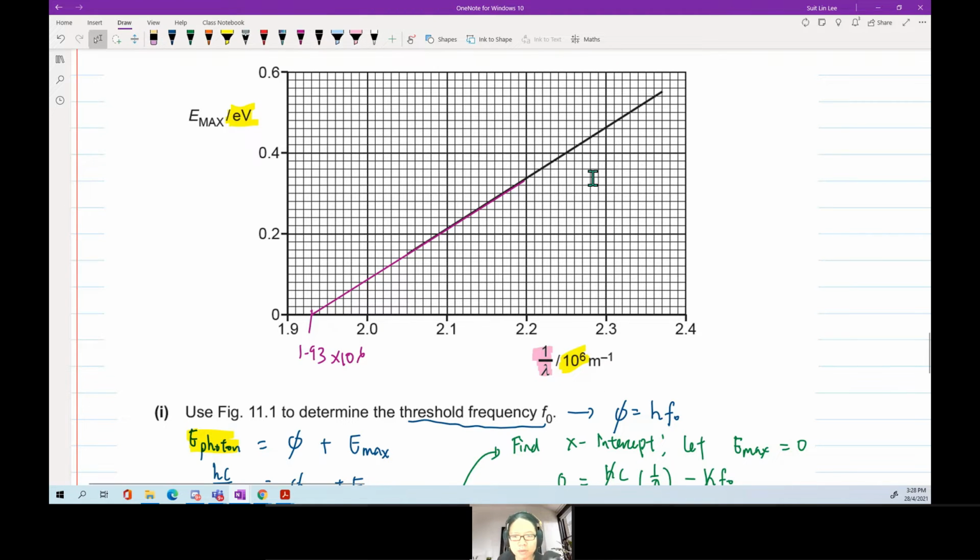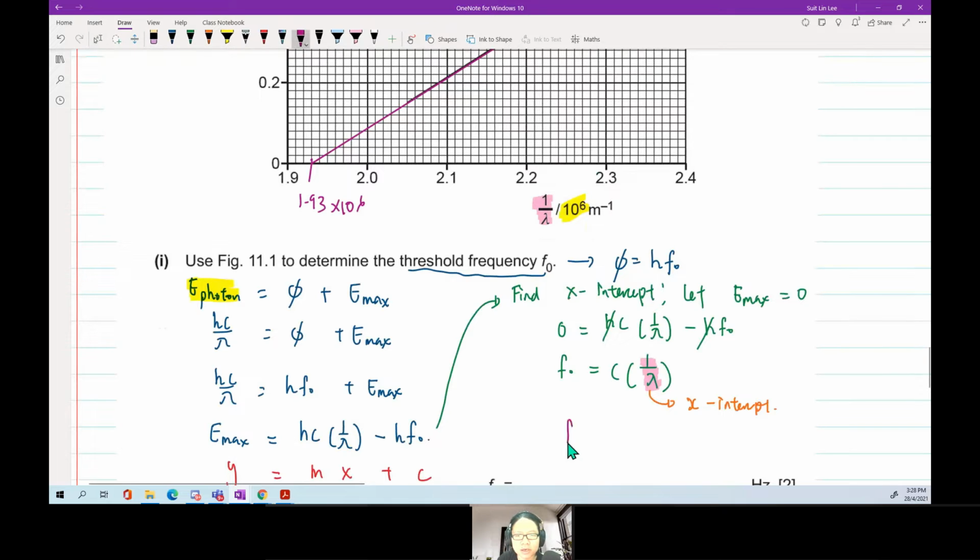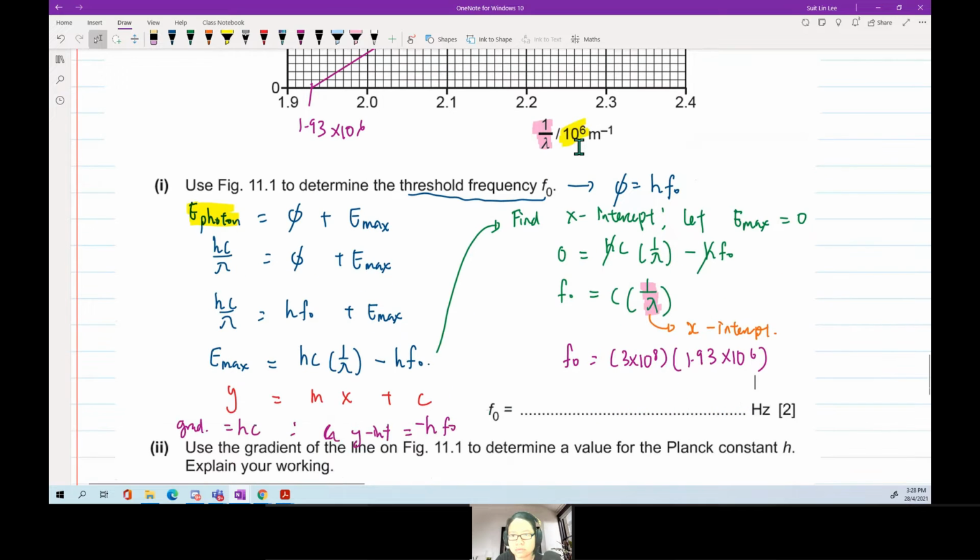Okay, what is that? So from here, f0 will be equal to c, the speed of light, 3 times 10 to the power of 8, times 1 over lambda, which is 1.93 times 10 to the power of 6. Press calculator. And finally, we will get f0 as 5.8 times 10 to the power of 14 Hertz.